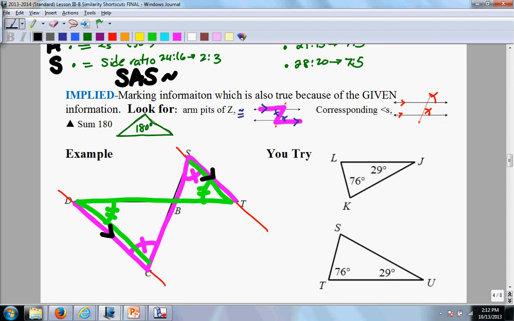On the right-hand side, I'll give you just like 30 seconds. What is implied to be true in this case? Oh, on the left, because I have two pairs of angles congruent, I can call this angle-angle similarity. They are similar, same shape, different size, because of that shortcut. You try the one on the right.